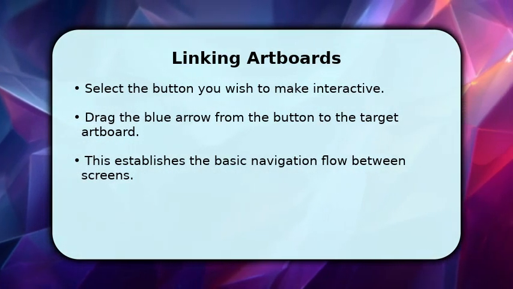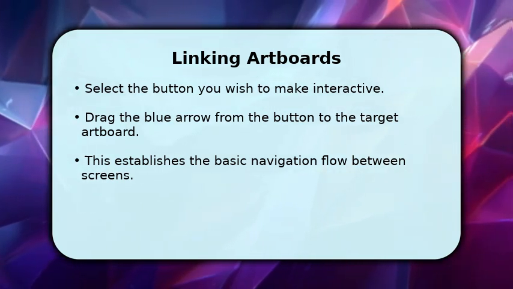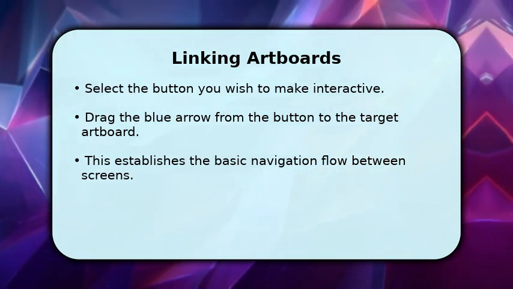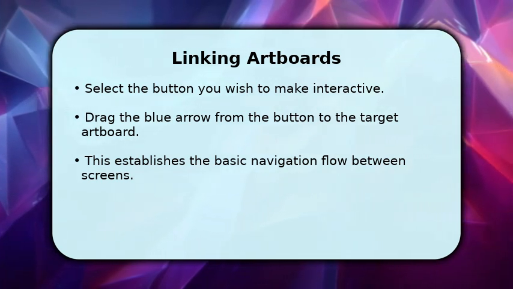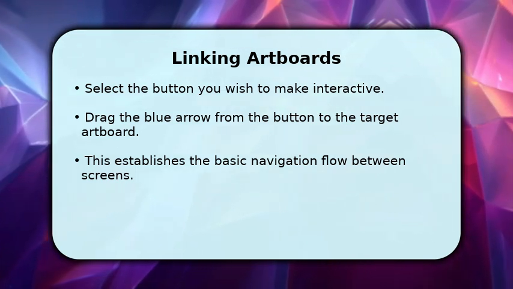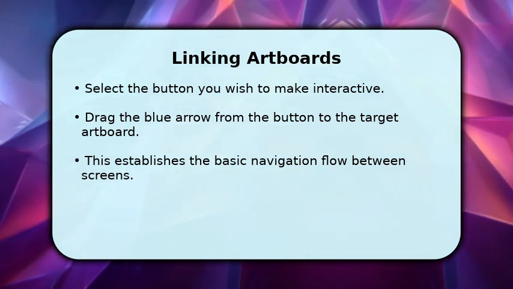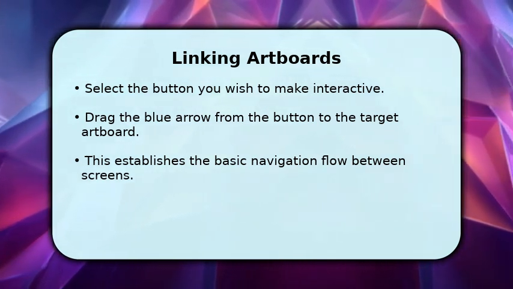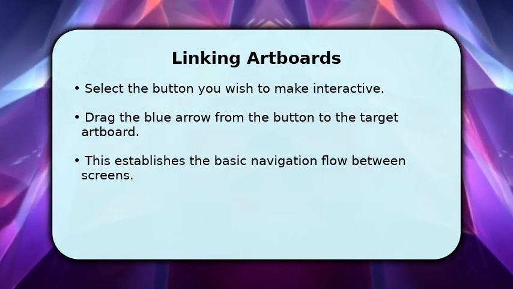Now, in Prototype mode, select the button you want to make clickable. You will see a blue arrow appear from the selected object. Simply drag this arrow and connect it to the artboard you want the button to navigate to. This action creates a basic link, telling Adobe XD where to go when the button is activated. It is a straightforward process that forms the foundation of your interactive prototype.